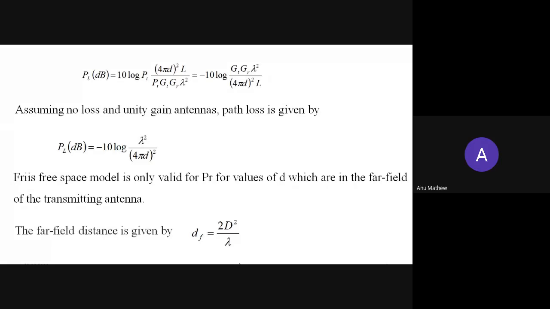Then if the distance between the transmitter and receiver antennas, the receiving stations, is greater than this far field distance DF, then only will this free space propagation model, or free space model, be valid. Okay. So the distance D should be greater than this Fraunhofer or far field distance DF.